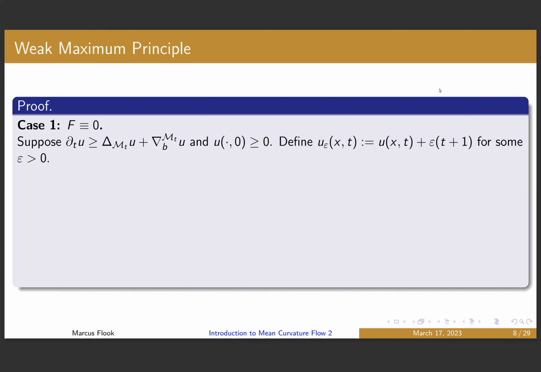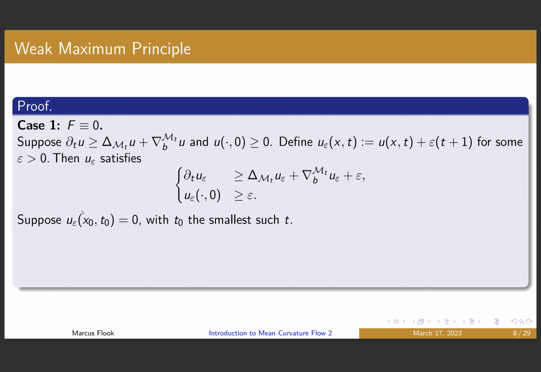We'll define this new function, u sub epsilon, by u plus epsilon times t plus 1 for some arbitrary epsilon greater than 0. Now this is going to satisfy the following. It's a super solution to the following problem here. We can just quickly see that the time derivative is going to give us that extra epsilon term, but the spatial derivatives will be unaffected.